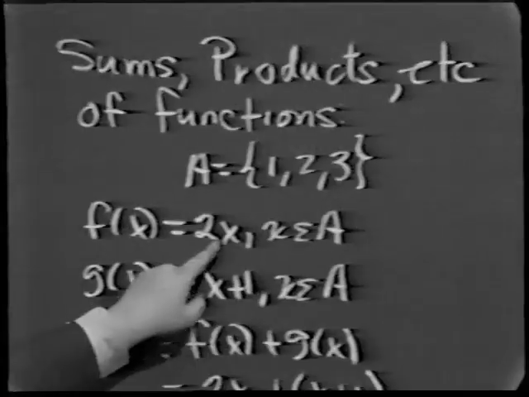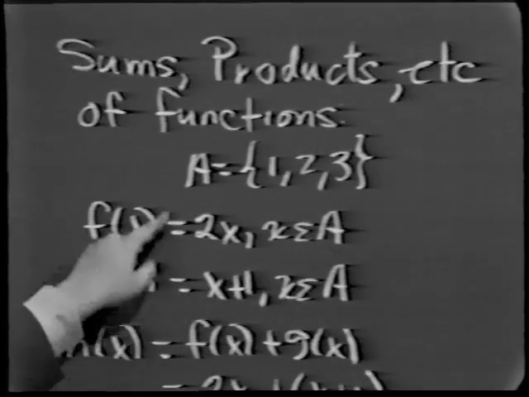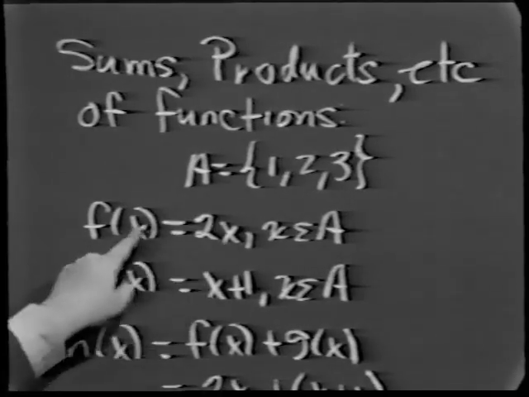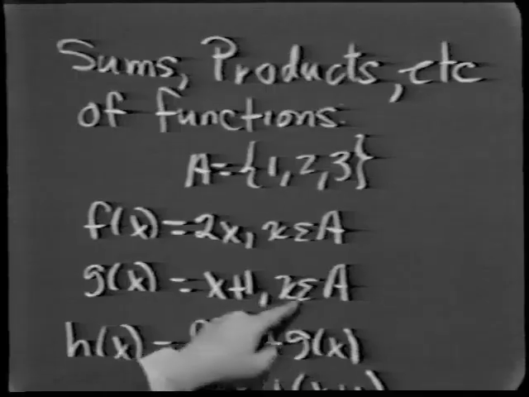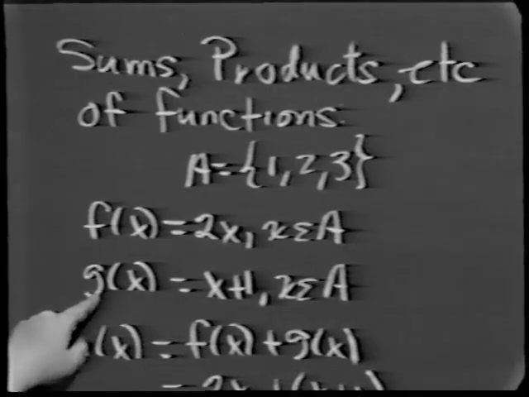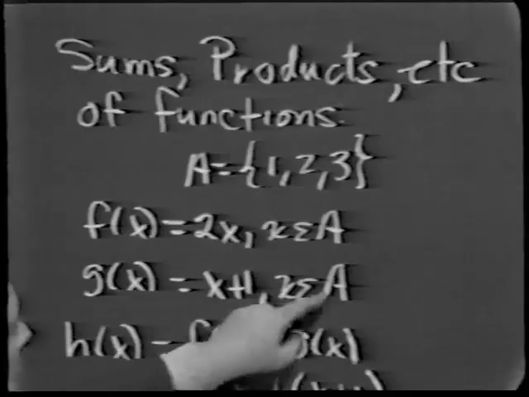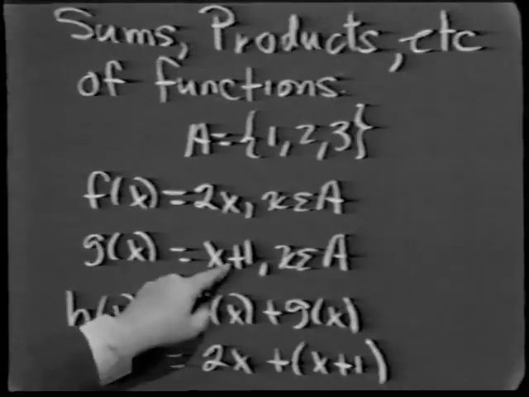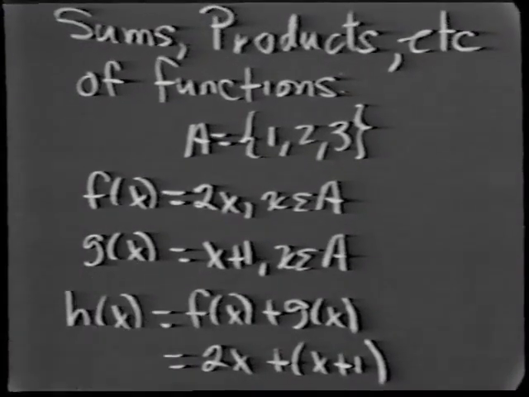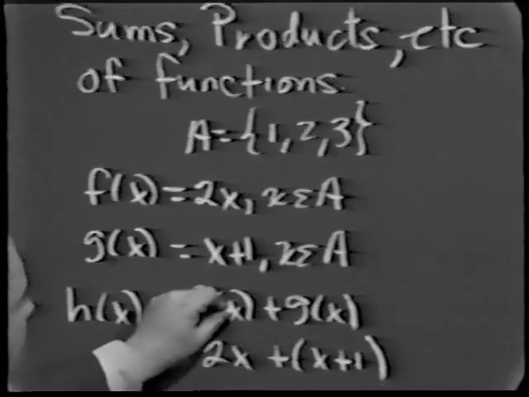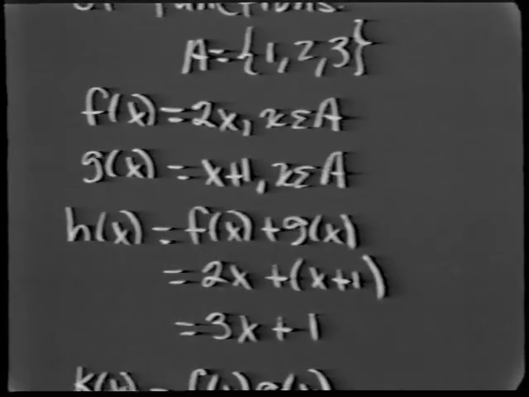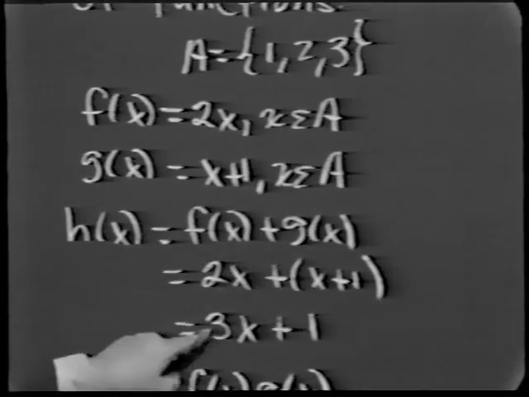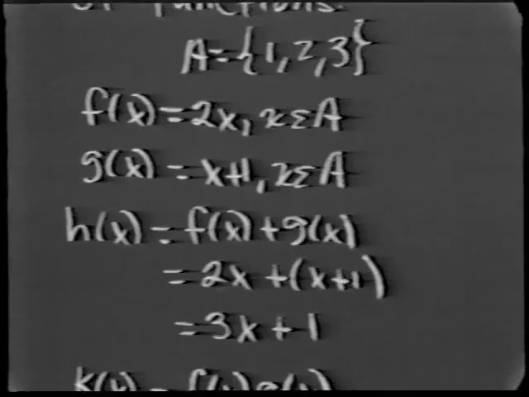Suppose we define f of x to be 2x for all x in A. Namely, if A is 1, 2, 3, f of 1 will be 2, f of 2 will be 4, f of 3 will be 6. Let's define another function on A. Let's call it g. g of x will be x plus 1 for each x in A. In other words, g of 1 will be 2, g of 2 will be 3, g of 3 will be 4. Now the point is, can I add f of x and g of x? Well, sure, f of x is 2x, g of x is x plus 1, so if I add these, I get h of x is 3x plus 1.